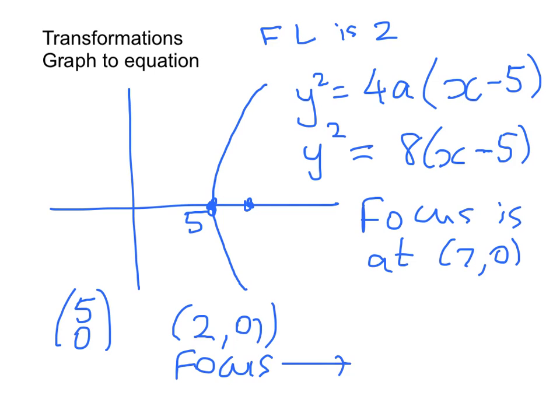And we want to transform that by this vector, so it goes out to 7, 0. I'm going to see if I can fit two graphs on one page. Let's try this one. Right, my vertex is at negative 3, 0, and I'm going to tell you that the focal length is 1. So let's write the equation for that one.